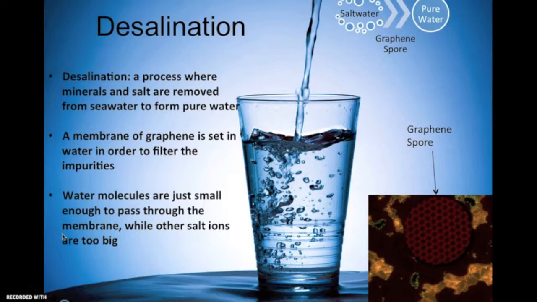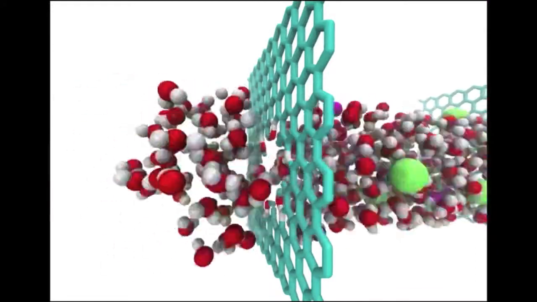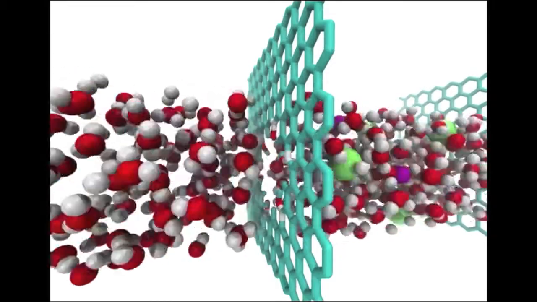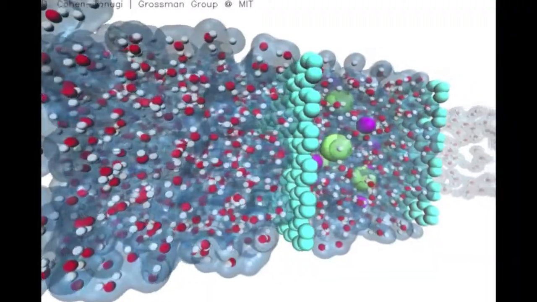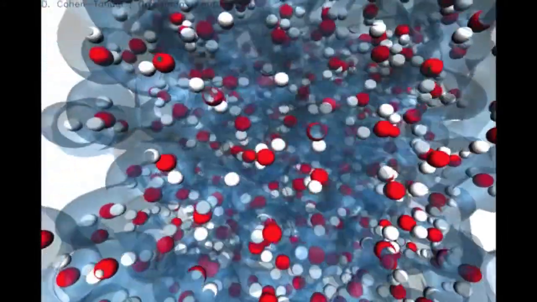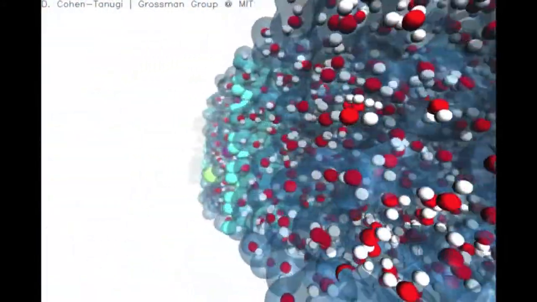It just so happens that water molecules are small enough to pass through the membrane, while other salt ions are too big. Using a computational tool called molecular dynamics, we've modeled the behavior of salt water flowing across graphene membranes at the atomic scale. Our simulations show that graphene could let water through at more than 100 times the permeability of existing membranes while still rejecting salt.